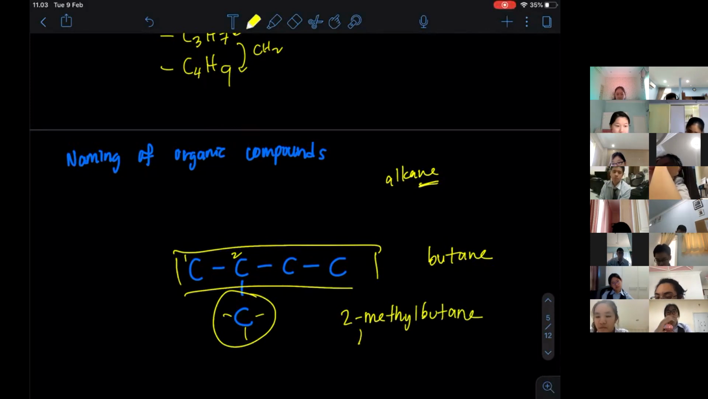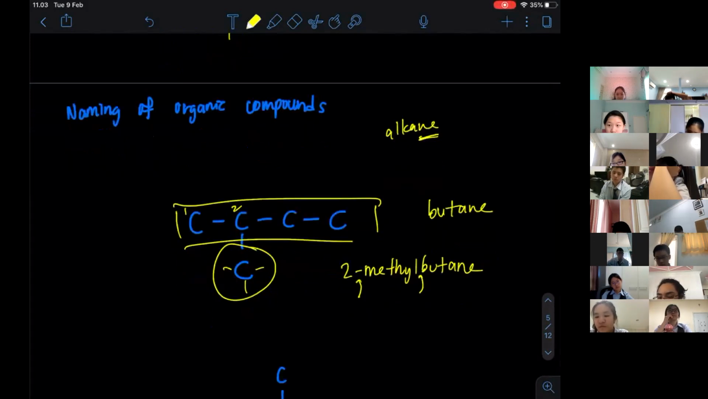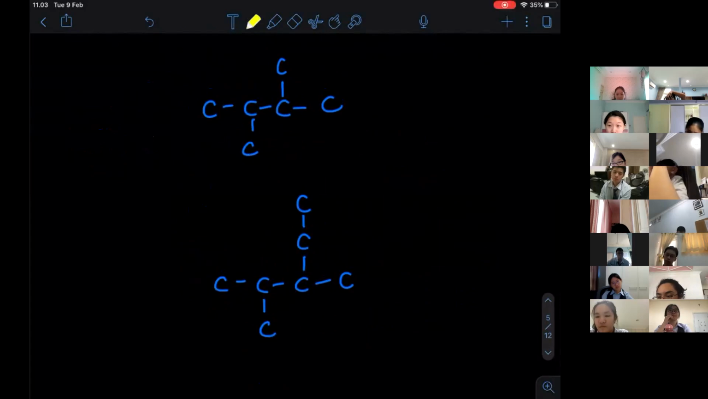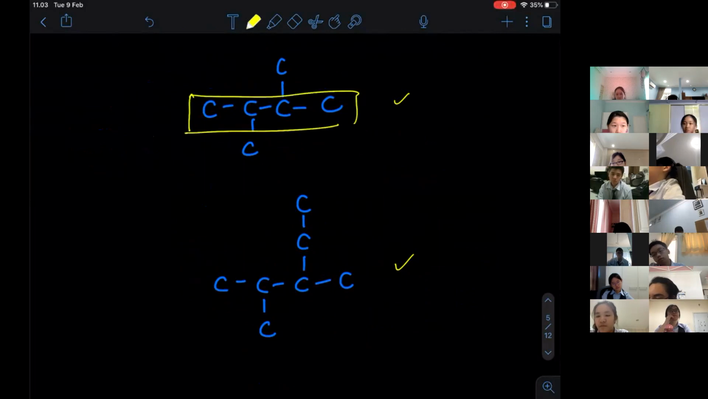You take note where I put this sign over there. Okay, and there is no sign here. Please take note. So if I want to apply the same method for the second structure, identify the longest carbon chain. But again, before that, for both of them, I already identified the functional group. They are all alkanes. And you can see if I want to identify the longest carbon chain, 4.